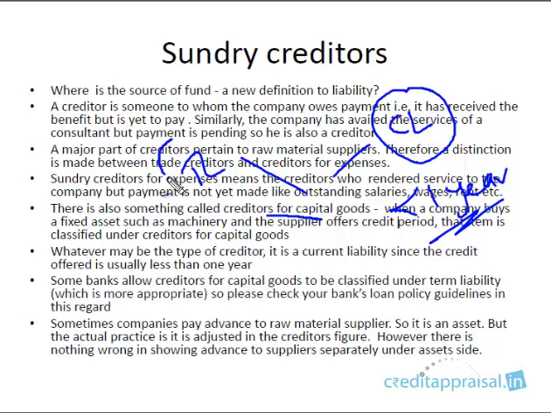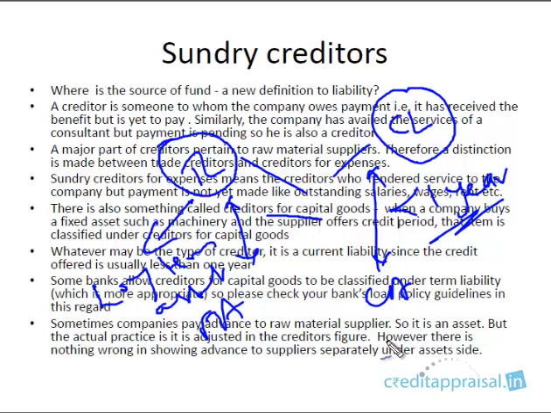The banks which treat creditors for capital goods as term liabilities go by the logic that this is financing a long-term asset like fixed assets, right? So they say it is more appropriate to classify it as a term liability because it is financing a long-term asset.